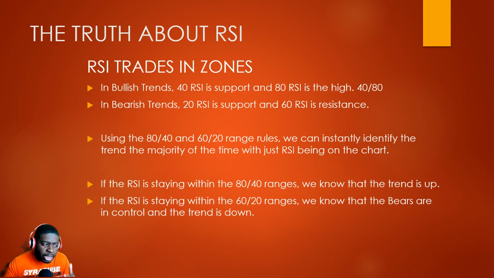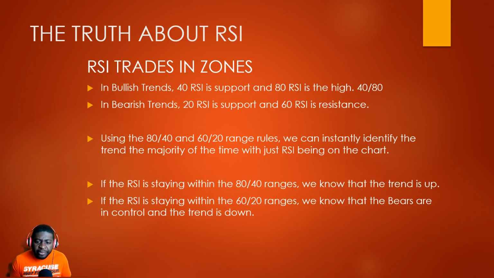So let's introduce to you what he taught people about how to use RSI. He taught that the RSI trades in zones, right? That RSI trades in zones. And that in bullish trends, the 40 RSI is the support and that the 80 RSI is the high. This is what he calls the 40-80 theory. In bearish trends, he came to the conclusion that RSI at 20 is support and that 60 is resistance. So that is the 60-20 theory, right?